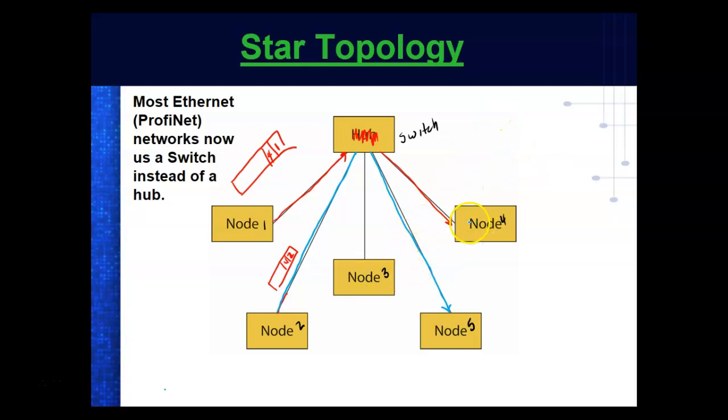So what happened when we came out with a switch is it greatly increased the throughput of our network. Now one node does not tie up the whole network when it's transmitting. So now we don't use hubs, we use switches. We'll show you all a switch that's available for the Siemens PLCs.